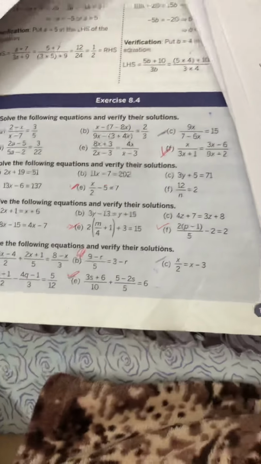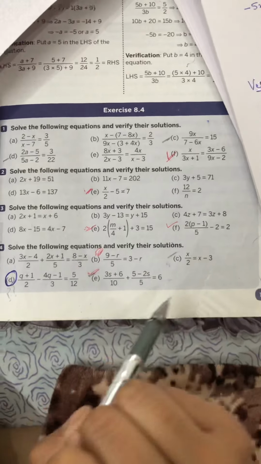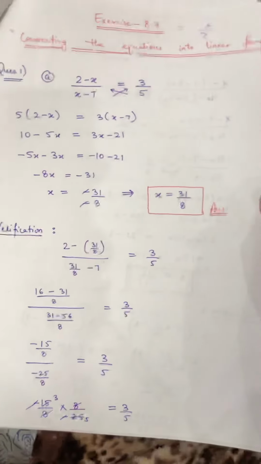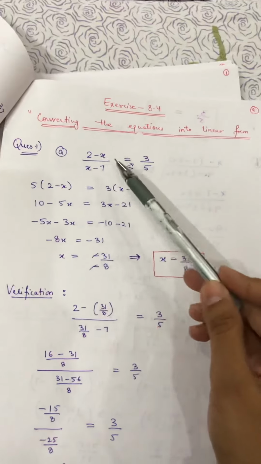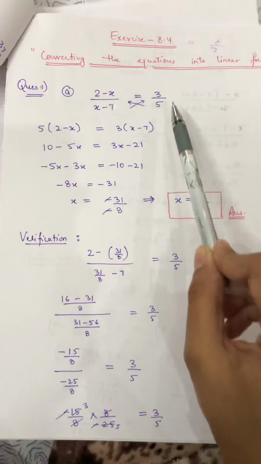Now this is your exercise 8.4. Again, all the questions are absolutely similar. Solve the equation, verify your answer. Suppose this is your first question, A part: (2 minus x) upon (x minus 7) is equal to 3 upon 5.